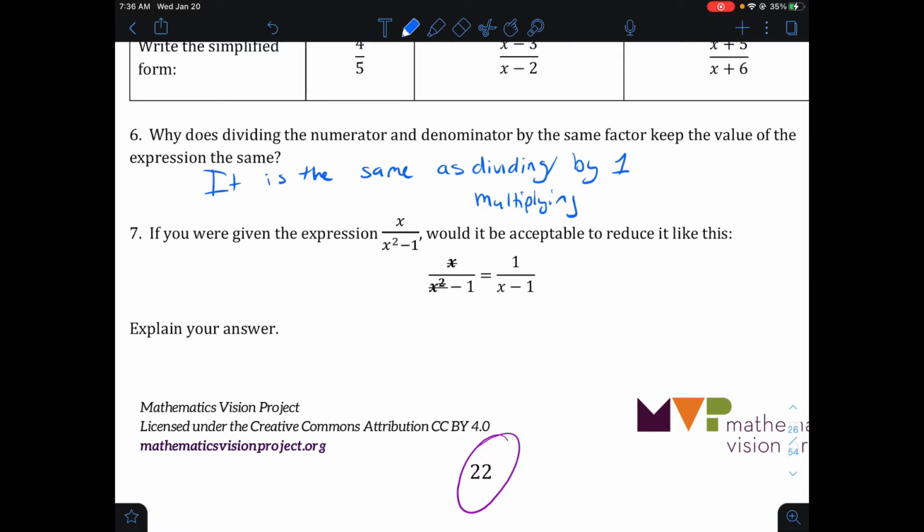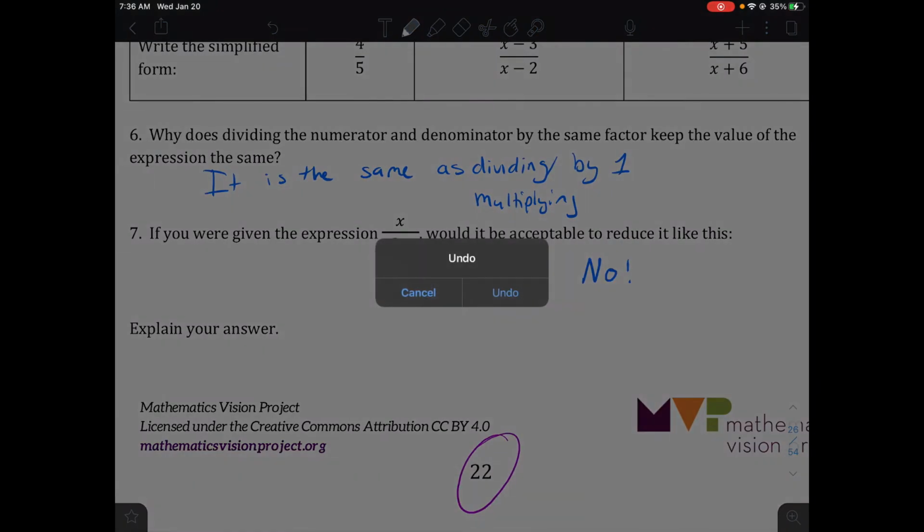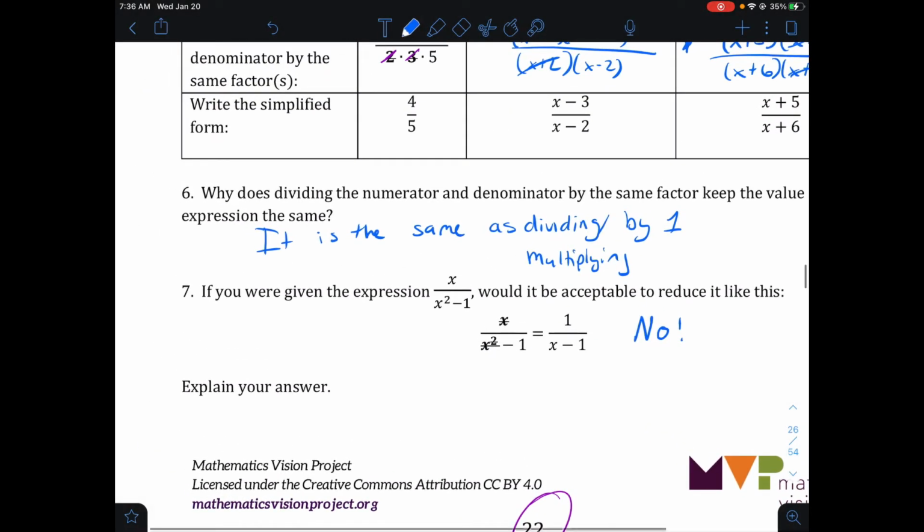For number 7, it says, if you were given the expression x over x squared minus 1, would it be acceptable to reduce it like this? The answer is no, and I'm going to show you why. Think about it this way. If I gave you something like 3 over, let's even say 9 minus 2.